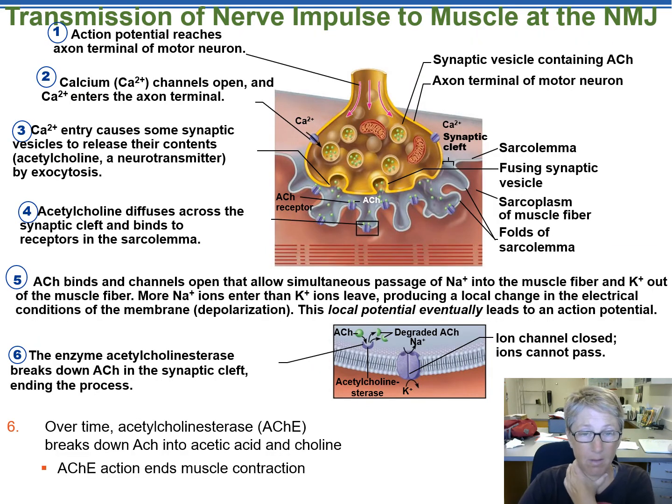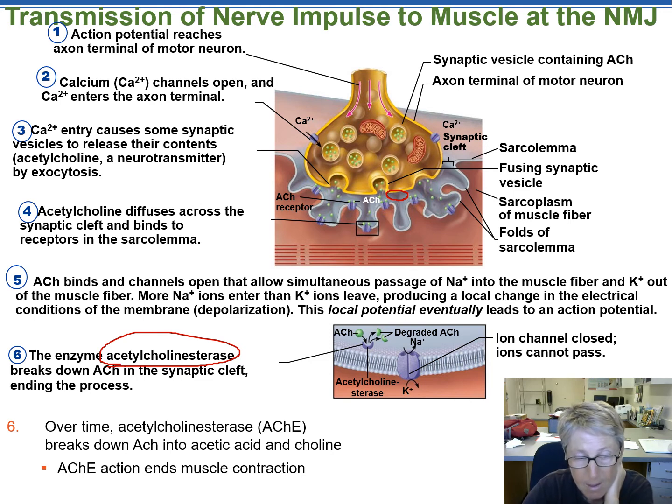So how does the muscle contraction stop? In the synaptic cleft, you have an enzyme called acetylcholinesterase, and it breaks acetylcholine down into acetic acid and choline, and then muscle contraction will stop.